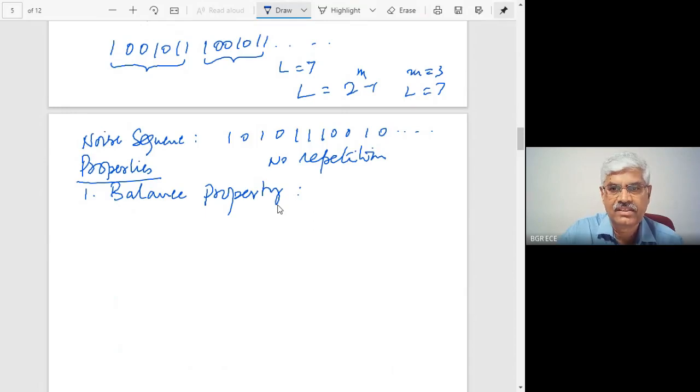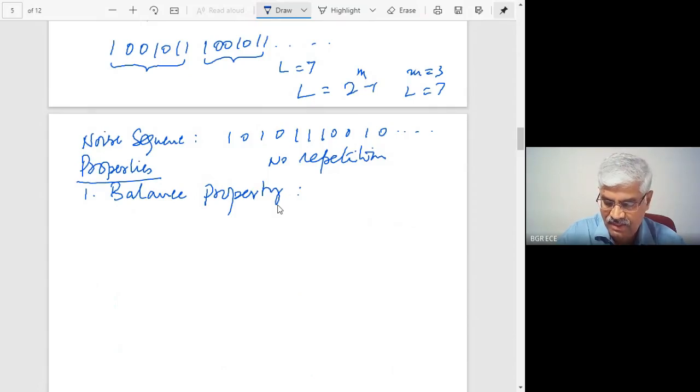So if the length is 15, then there will be 8 ones and 7 zeros. If the length is 31, there will be 16 ones and 15 zeros, like this. So in this sequence, the number of ones and the number of zeros are almost equal. The number of ones is 1 more than the number of zeros, that's all. That means it exactly satisfies the balance property. Balance property means the number of ones and number of zeros should be almost equal.